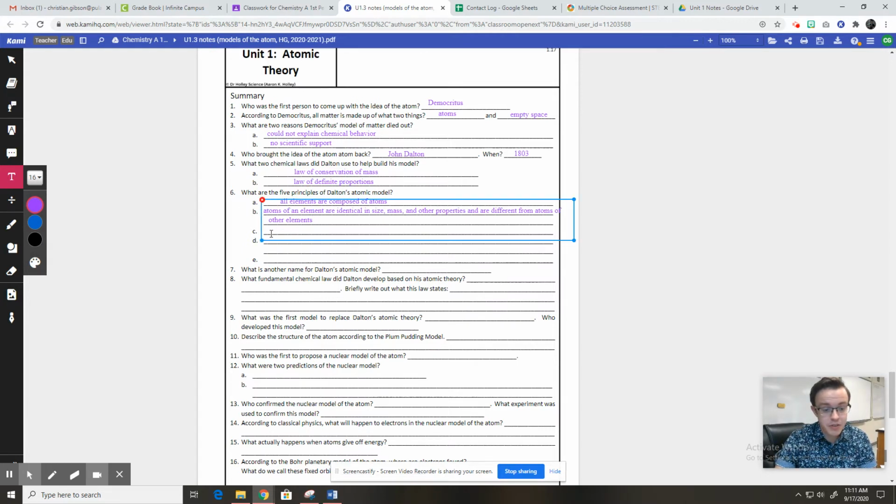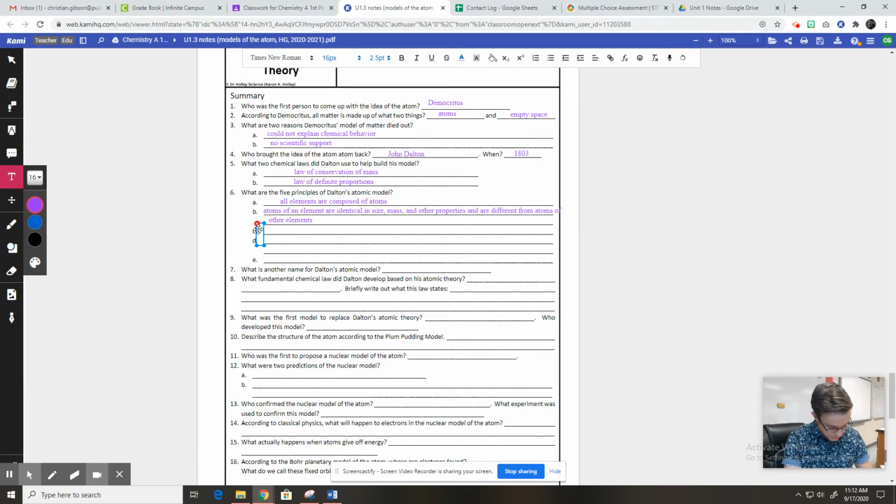But that was the second part of his theory, and the third part was that atoms cannot be created, destroyed, or divided. Now, we now know that to be false because, again, you guys know about the subatomic particles. Atoms, they're actually things smaller than atoms. There's protons, electrons, and neutrons. So it can be divided. He didn't know that back then, though.